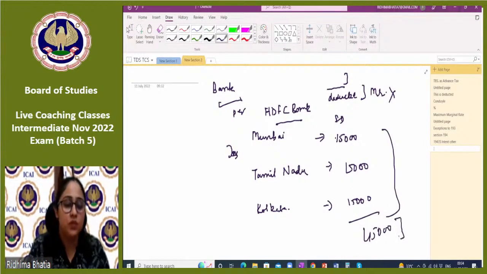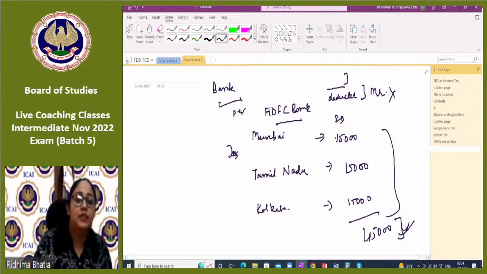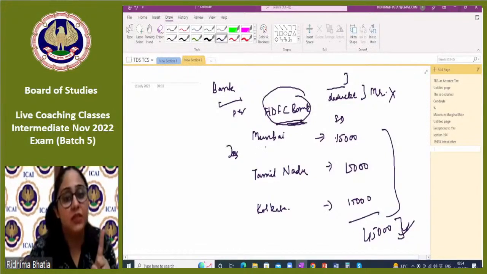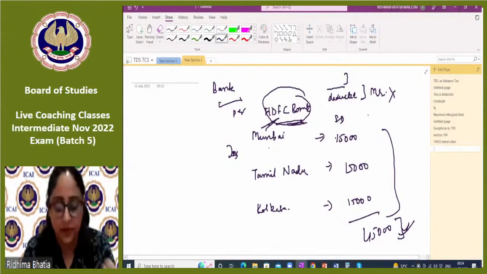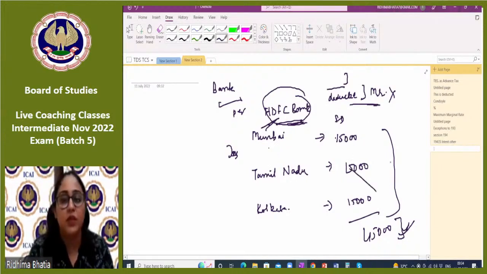The moment it crosses 40,000, they will deduct the TDS, even if per branch the FD interest is less. But for HDFC Bank, the deductor is one single entity. Who is the payer? The payer is not the Mumbai, Tamil Nadu or Kolkata branch. The payer is HDFC Bank. That's why they will deduct the TDS. And who is the payee? Mr. X is the payee. So they will deduct the TDS.